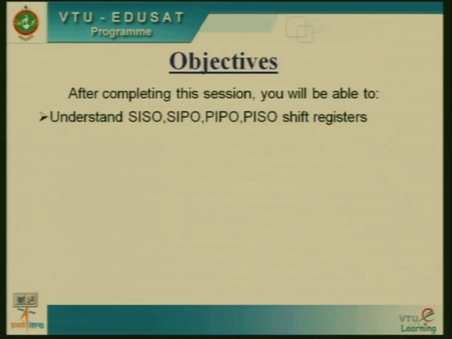We'll understand SISO, which is nothing but serial in, serial out shift register. We have another, serial in, parallel out, which we call SIPO, and we have PIPO, which is parallel in and parallel out shift register, and we have PISO, which is parallel in and serial out shift register. Today in this session I will be discussing how these registers operate and how the bits are shifted either serially or parallelly. So let us discuss these registers one by one.